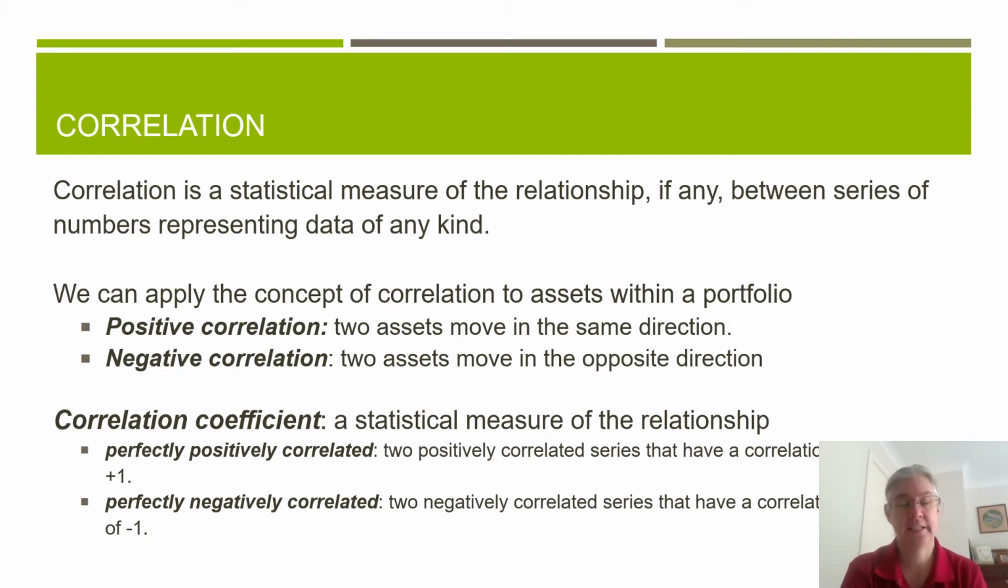So if one of the assets increases in value, then the other will as well. Or there's a negative correlation, so they move in the opposite way. So if one goes up, the other goes down. We have a correlation coefficient, which is the statistical measure of the relationship. If it's +1, that's saying that it's perfectly positively correlated. And -1 is perfectly negatively correlated.